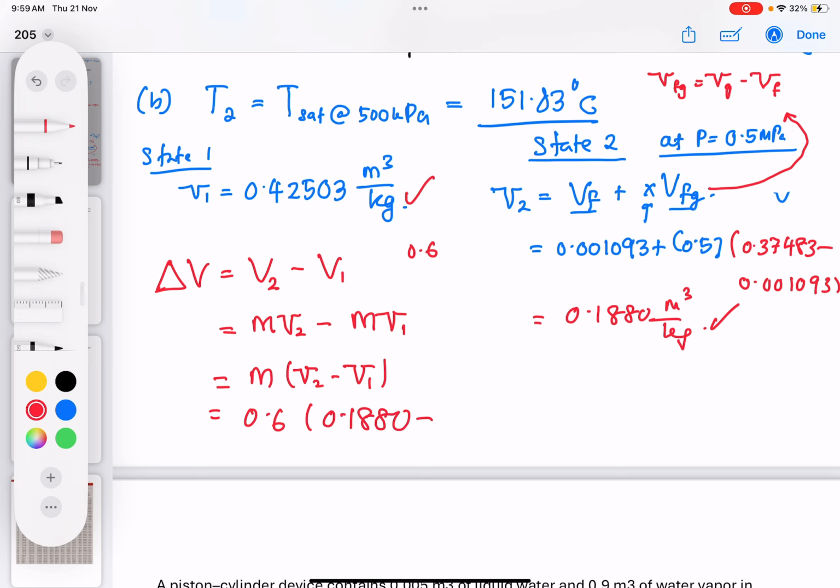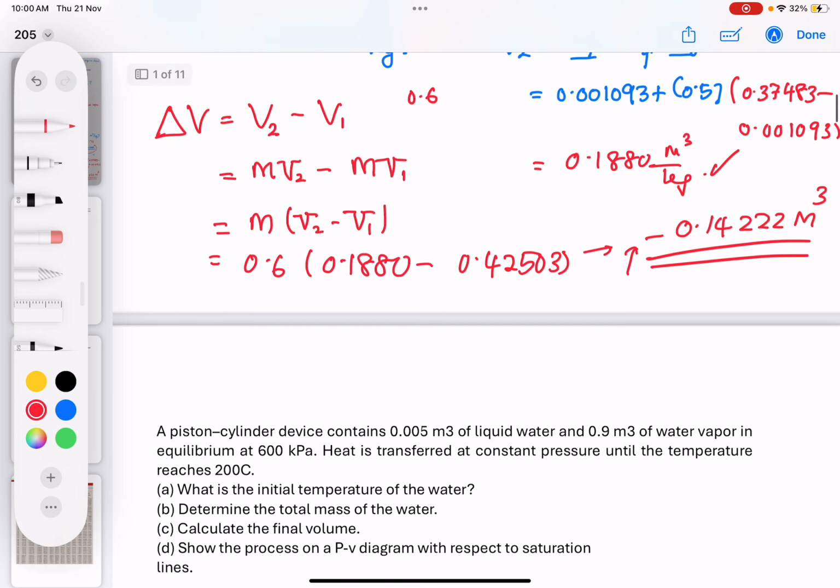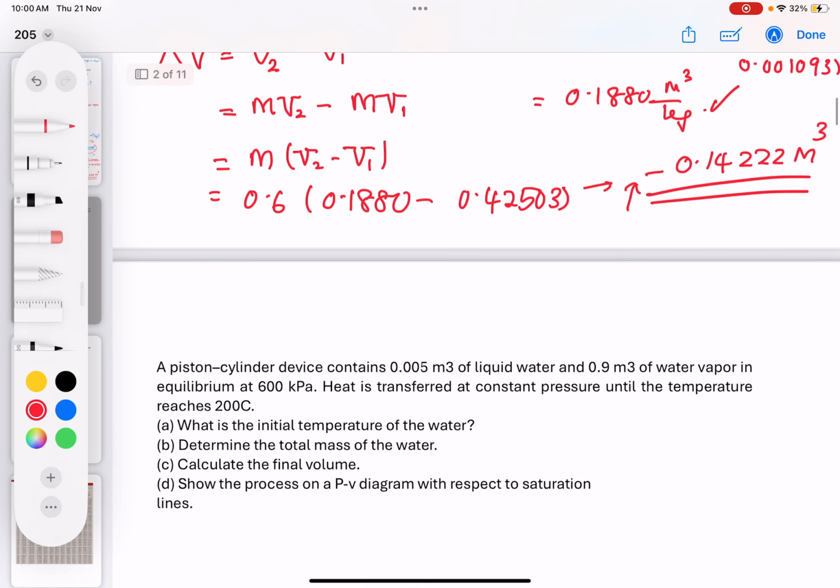So now I have V2 minus V1 times mass, which is 0.6 multiplied by 0.1880 minus 0.42503, and then I should get the value of negative 0.14222 meter cubes. So negative here means that the volume is reduced by 0.14222. So this is what the negative means. So don't worry much about the negative value here.